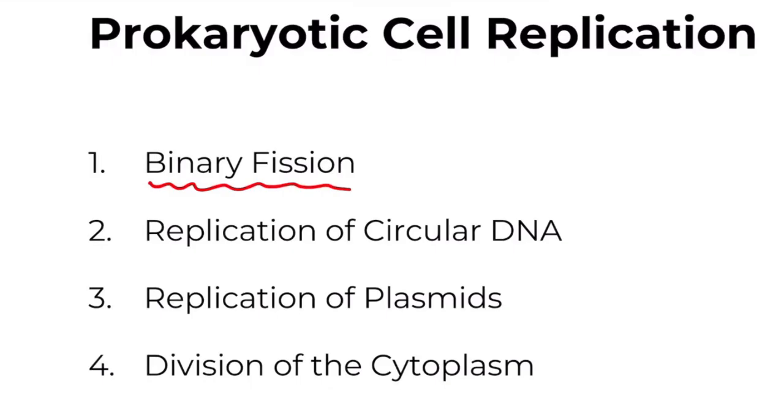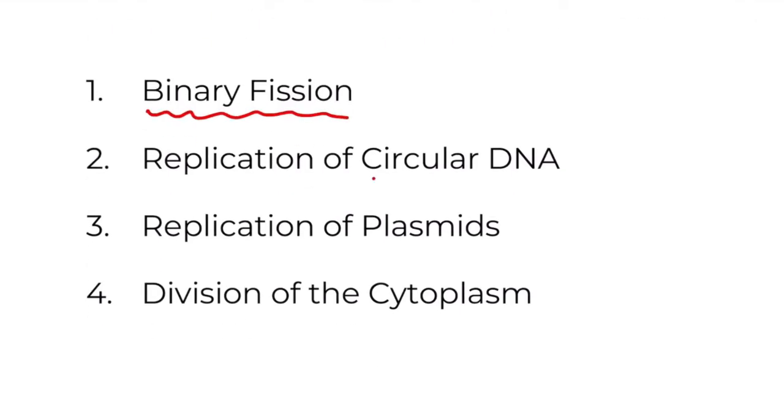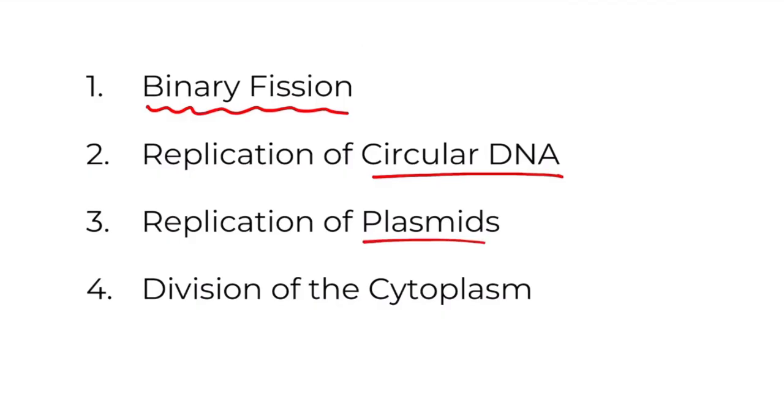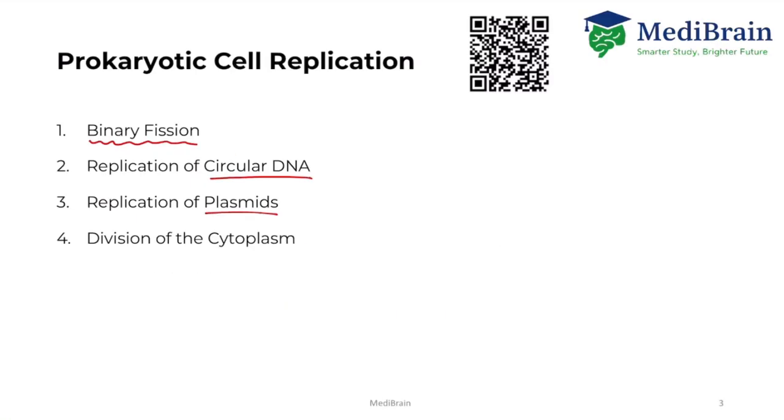And then the internal structures, one of which is the circular DNA and one of which is the plasmids, two key structures when it comes to DNA, they are the ones which replicate, and then the cytoplasm divides in order to form your replicated bacterial cells. Okay, so these are the four processes.